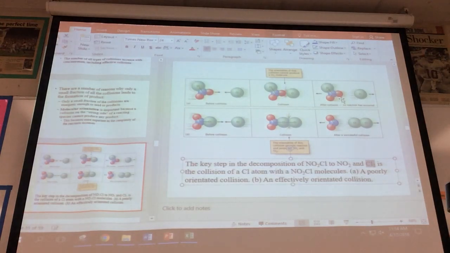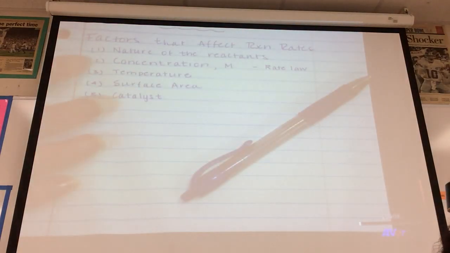Here you don't get products, you go back to reactants. This collision was unsuccessful or ineffective because the molecules weren't oriented properly. Anything that increases the likelihood of an effective collision will increase reaction rate. So going back to these, and we'll discuss them in more detail, but let's talk concentration.